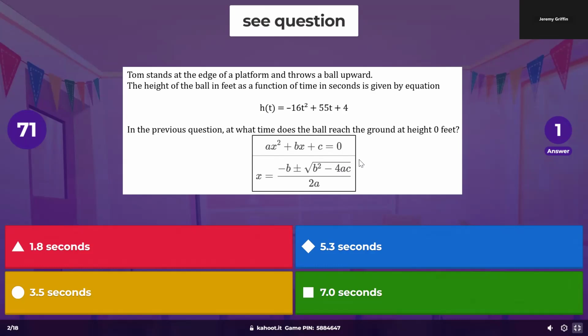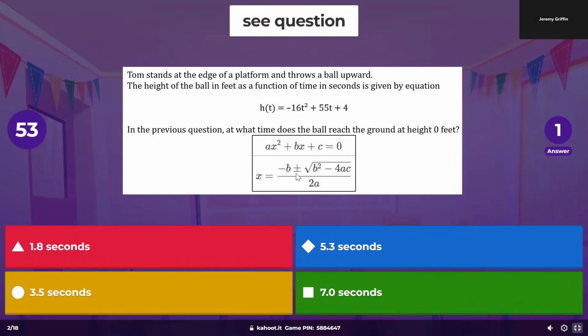Now, on the midterm, I will provide you with this quadratic formula. But you'll have to apply it, just like you would have to apply it right now to be able to solve it. So I think A in this context is -16, B in this context is 55, C is 4.